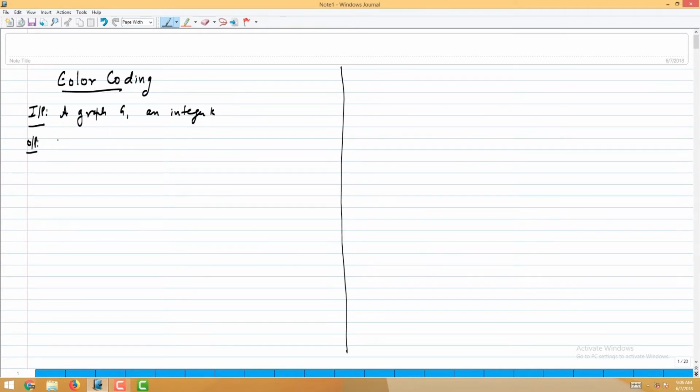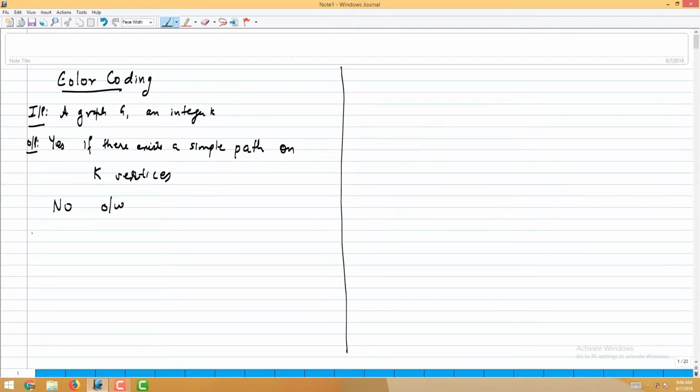So again, we're solving the decision problem today. It outputs yes if there exists a simple path on k vertices, and it outputs no otherwise, if there is no simple path on k vertices. Okay, so the problem is clear.